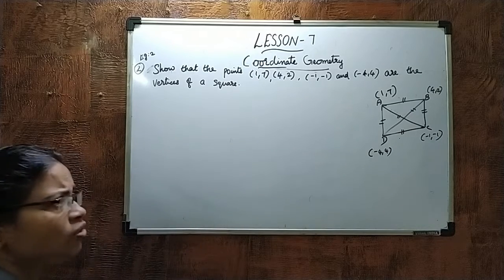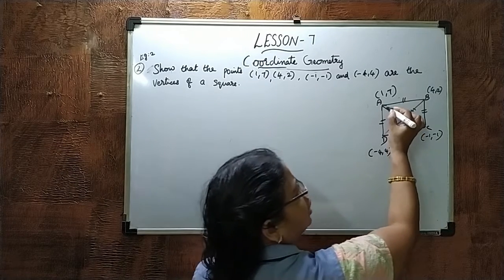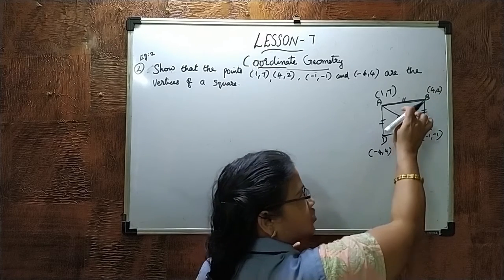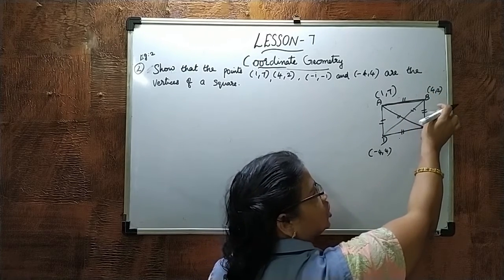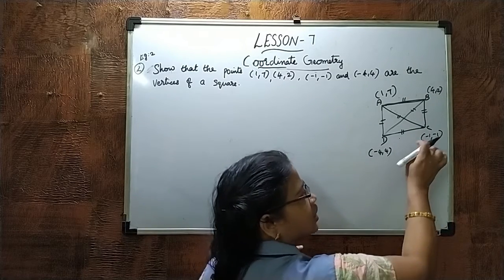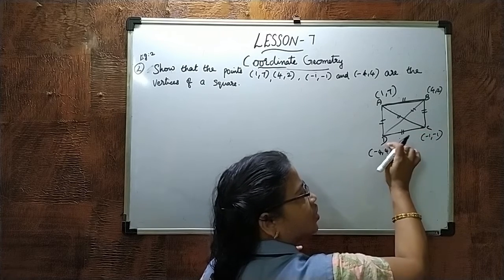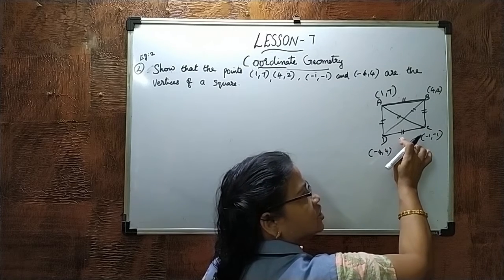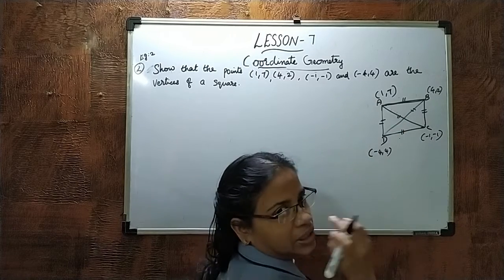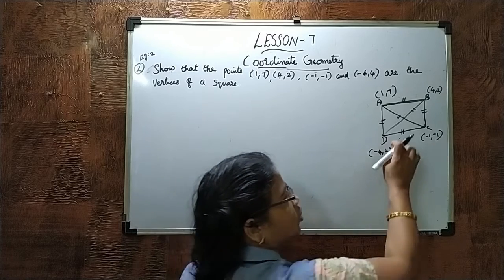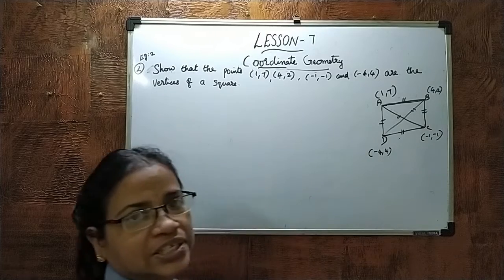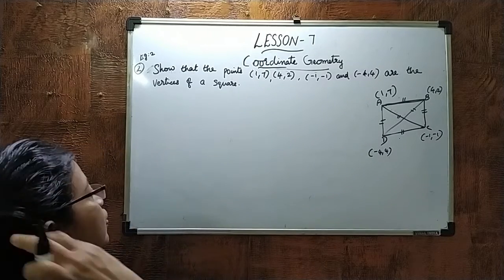Now how will you show it? All sides equal means from A to B, using the distance formula, we will find the distance. That should be equal to BC, the distance between B and C, and we should get the same answer using the distance formula. Same for CD, and the distance between AD. After that, the diagonal distances A to C and D to B also should be the same. Okay, we will start now.